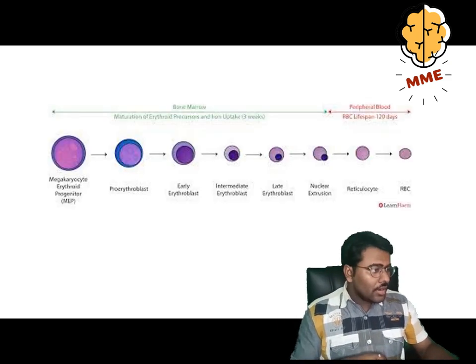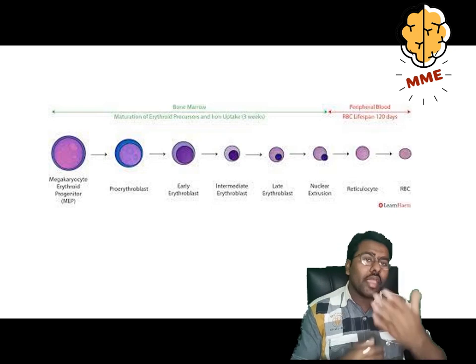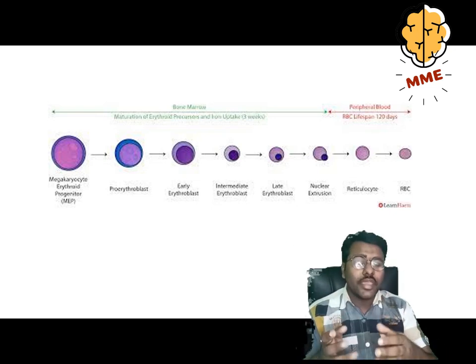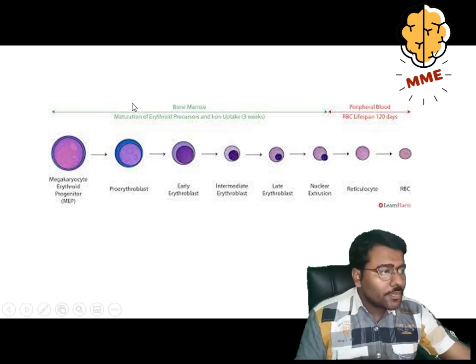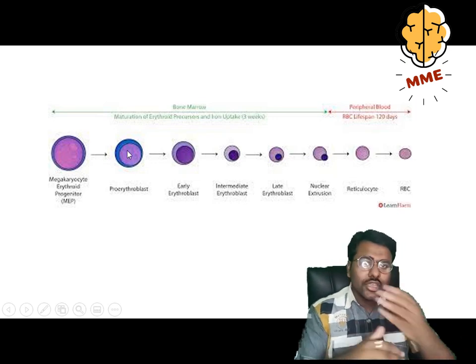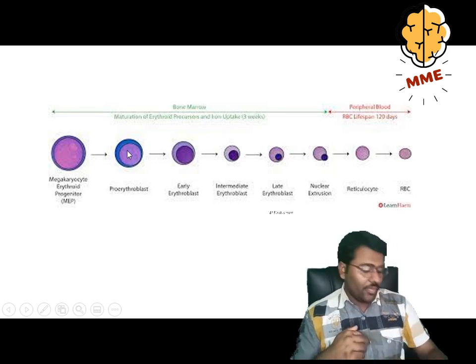Okay. Now coming to the next question, where it asks when the hemoglobin starts forming in the RBC. So this is actually the pro-erythroblast. In this stage, the hemoglobin starts forming.